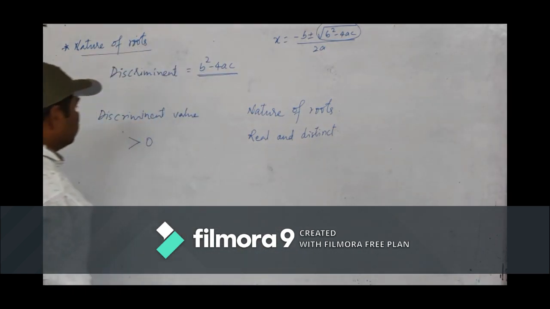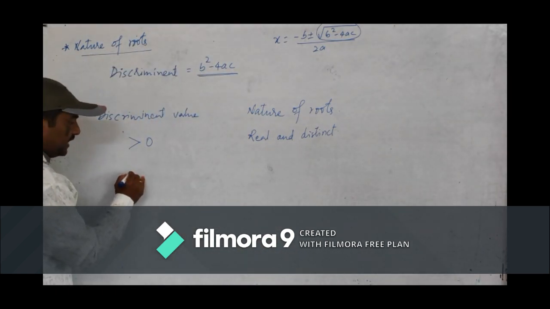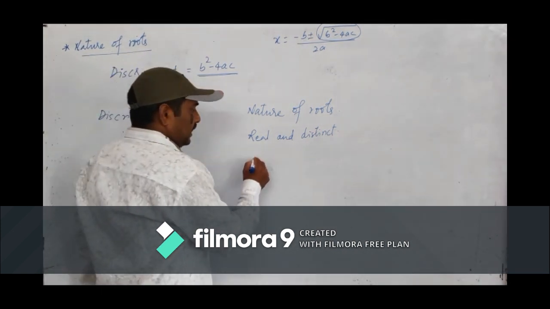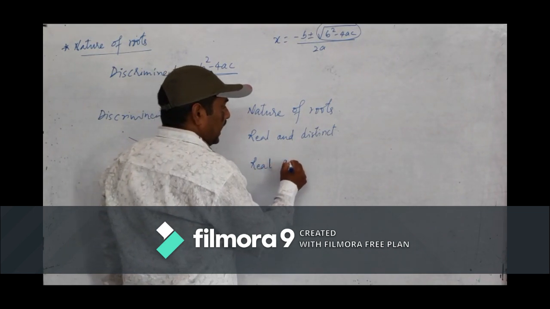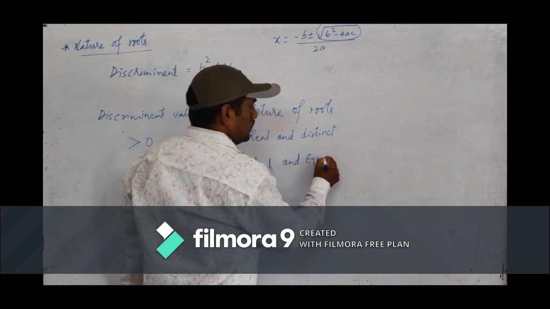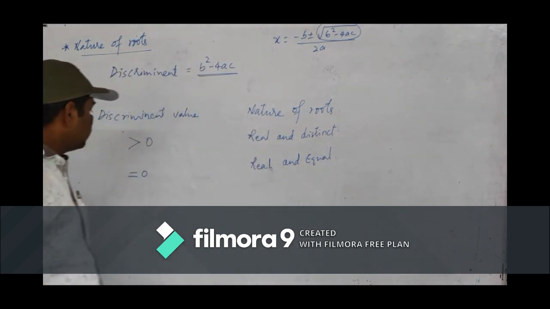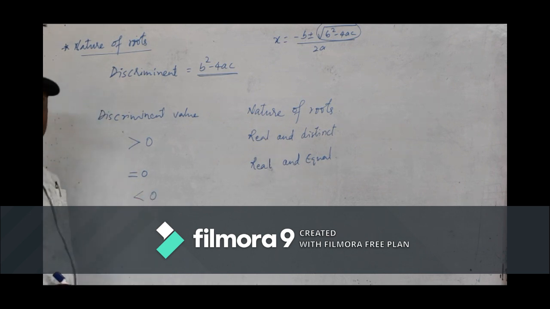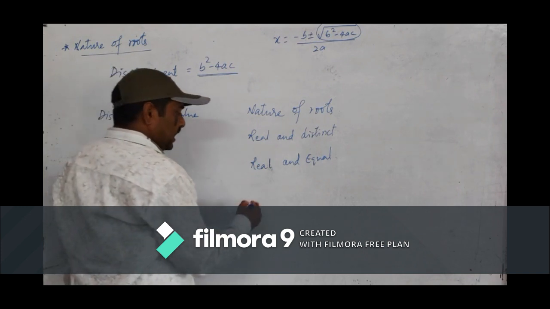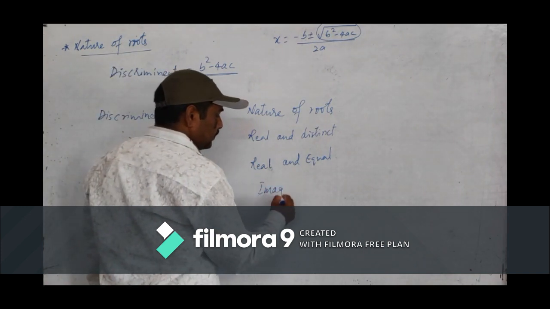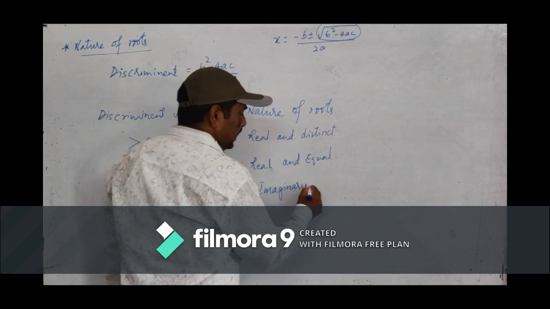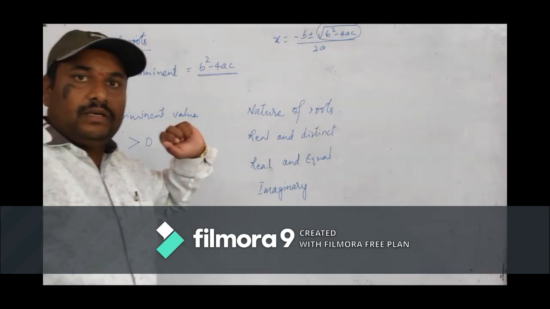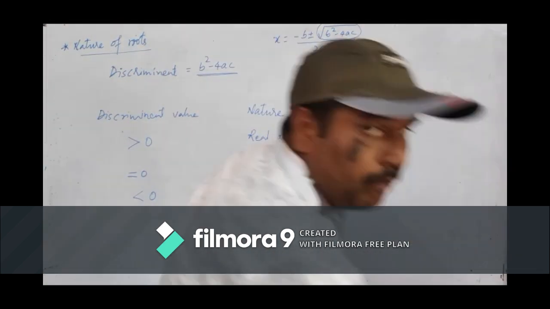If the discriminant value is equal to 0, then the roots are real and equal. If the discriminant value is less than 0, then the roots are imaginary. So, by this concept we can find the nature of roots. Let us see the examples.